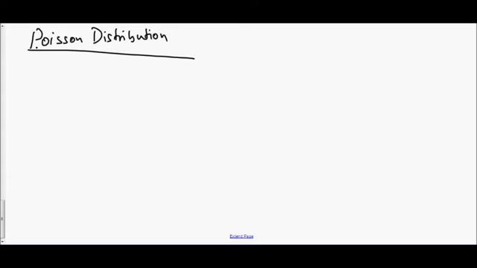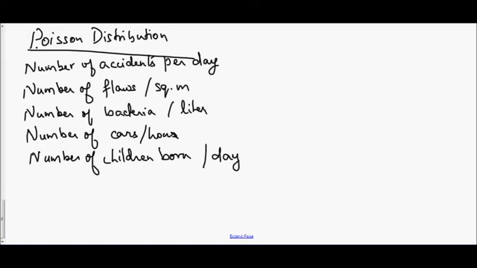There are some examples coming up now. Looking at these examples, you will understand what exactly a Poisson distribution is. These are some of the examples you could notice in questions on Poisson distribution. You could have noticed that every question has a number of something per something: number of accidents per day, number of flaws per square meter, number of bacteria per liter, cars per hour, children born per day. That is something over an interval of time or area.